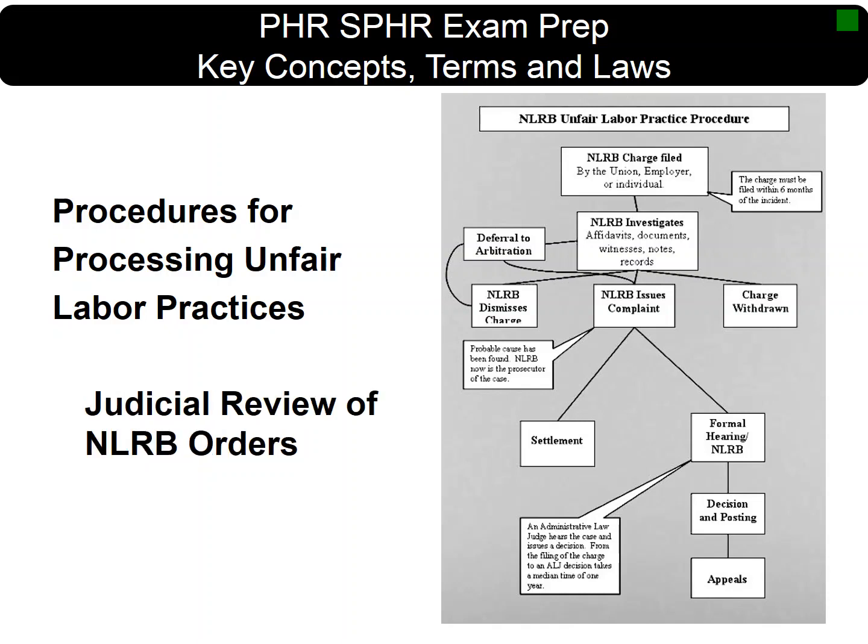After the NLRB issues a decision, a dissatisfied party may appeal to the Federal Court of Appeals and then to the Supreme Court to review the case. This process may take several years. In a typical year, about 50% of the NLRB's rulings are appealed and approximately 85% of these rulings are upheld.